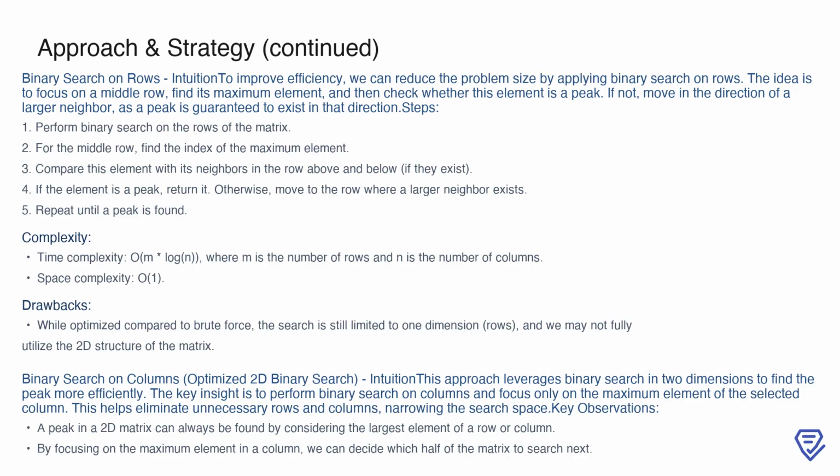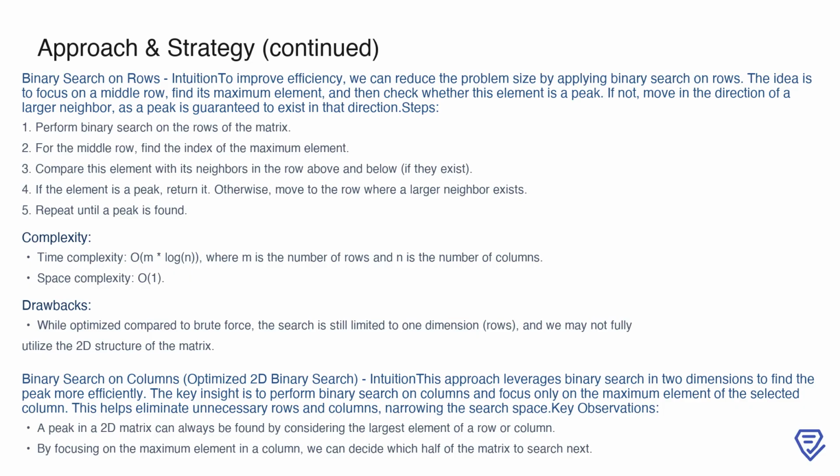The steps are as follows. First, perform a binary search on the rows to identify the middle row. Then, within that row, find the column index of the maximum element. Next, compare this maximum with its vertical neighbors in the rows above and below, if they exist. If the maximum is a peak, we return it. Otherwise, we narrow our search to the half of the matrix that contains a larger neighbor.